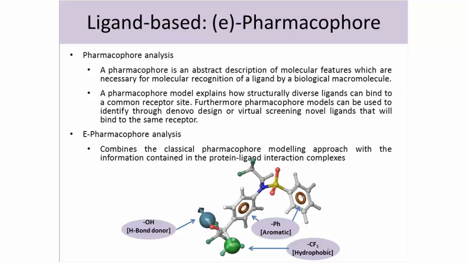This is the classical pharmacophore analysis, and we also use a so-called e-pharmacophore analysis because we had the receptor structure. In this case, you find all the important features, analyzing only the ligands, and then you select the most important ones, considering also the receptor.